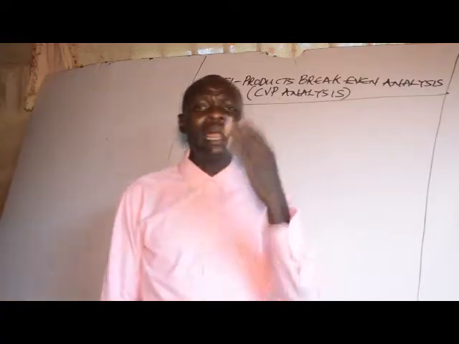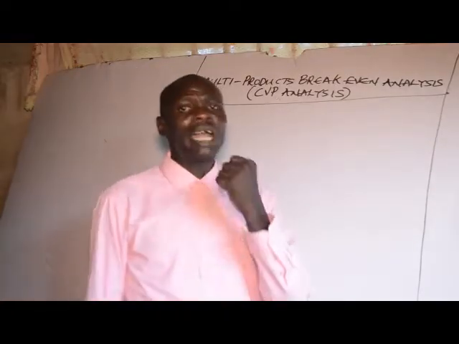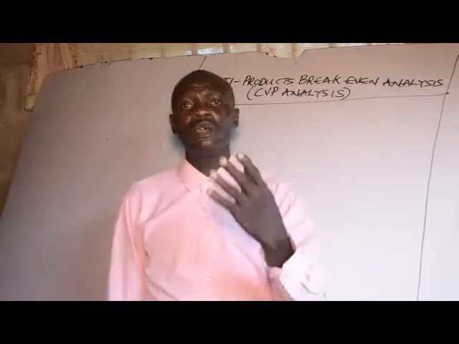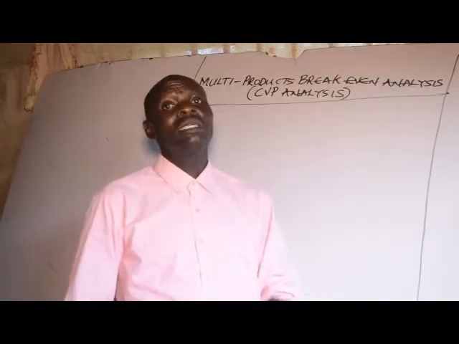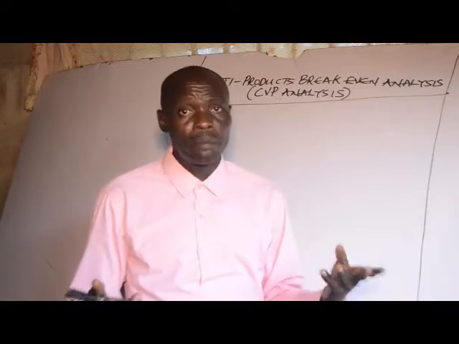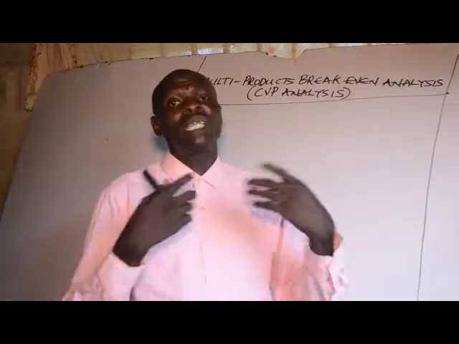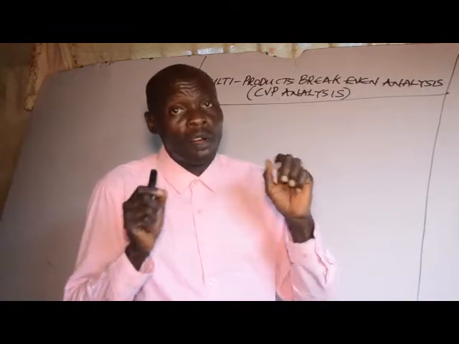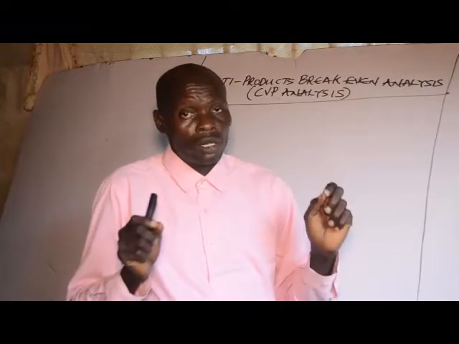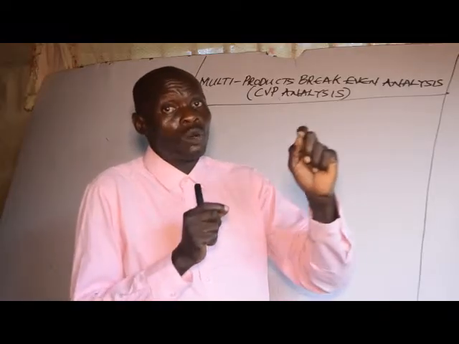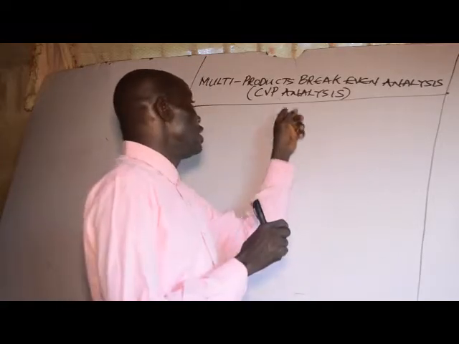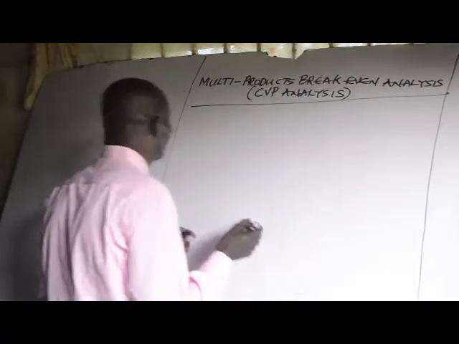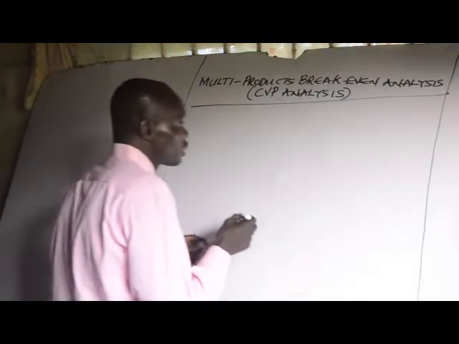What do you mean by break-even? I'm telling you that at the break-even level, the total revenue equals the total cost. If revenue equals cost, that means there will be no profit at the break-even level, neither will there be any loss. So the level at which there will be no profit and no loss, that is, revenue equals cost, is said to be the break-even level.